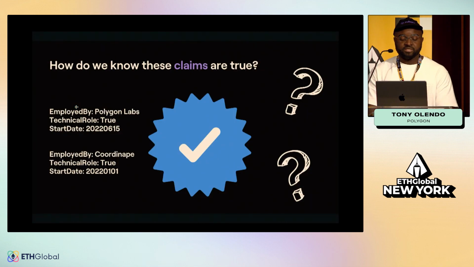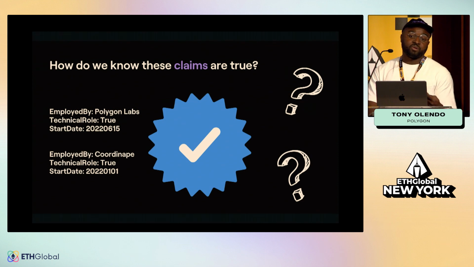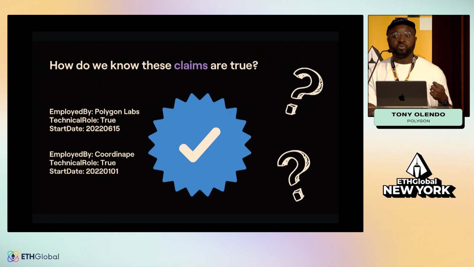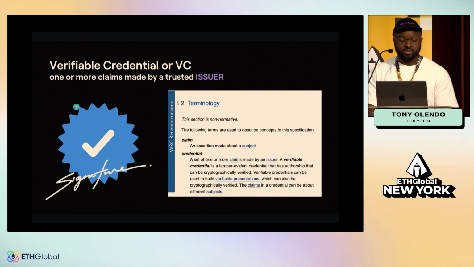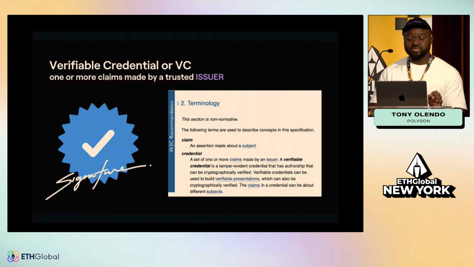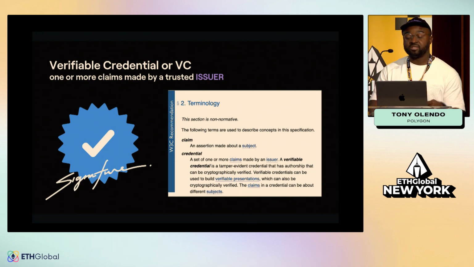So how do we know these claims are true, right? So we need somebody to be able to actually attest, and say, well, do we have a third party or somebody who could authoritatively say that, yeah, I do work at Polygon. How about Polygon HR or HR at Coordinate? So we could actually find a source of truth that we could use to be able to attest to this information. And that attestation is called a verifiable credential, or a VC. And it means that basically you could have one or more claims that are made by a trusted issuer.